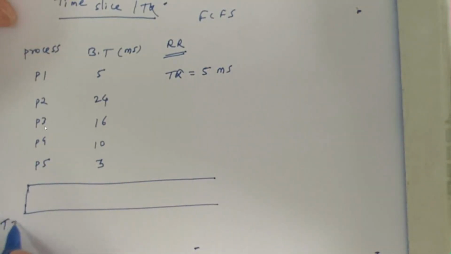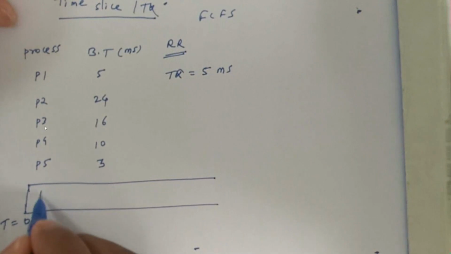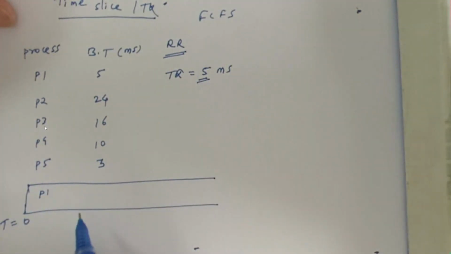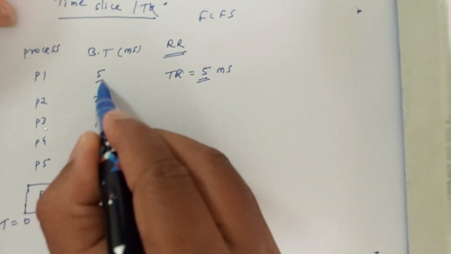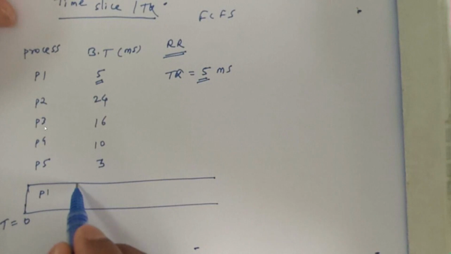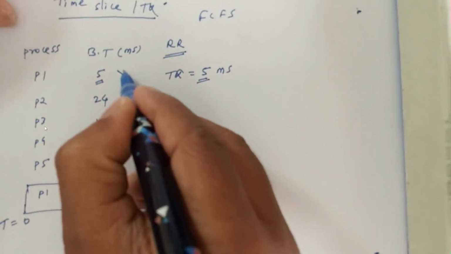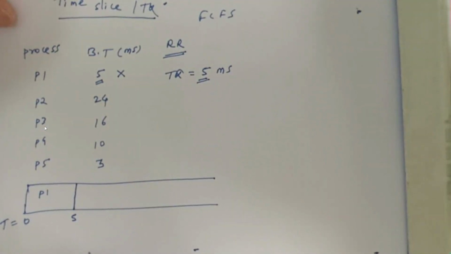So at t equal to 0, process P1 will start to execute and it will execute for one time slice. The value of the time slice is 5 units. Burst time of process P1 is also 5. That means after the first time slice only, process P1 will complete its execution. So now process P1 has completely executed and it has terminated.